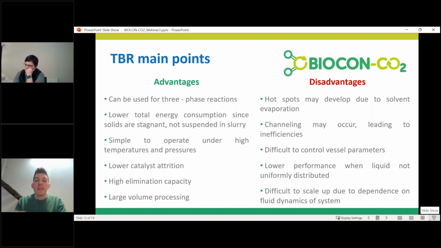On the other hand, we have numerous advantages, such as the large volume processing, the energy consumption, which is very low, or the high elimination capacity of the system.